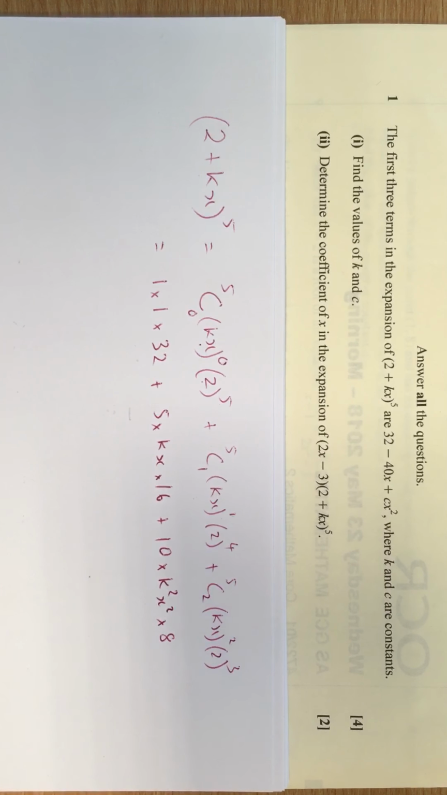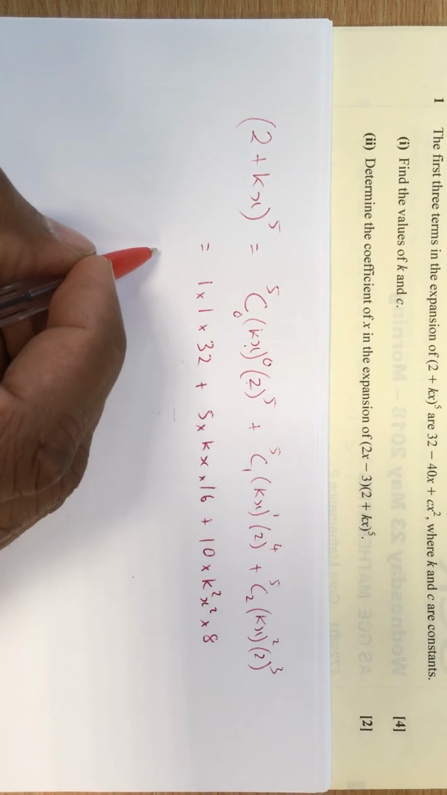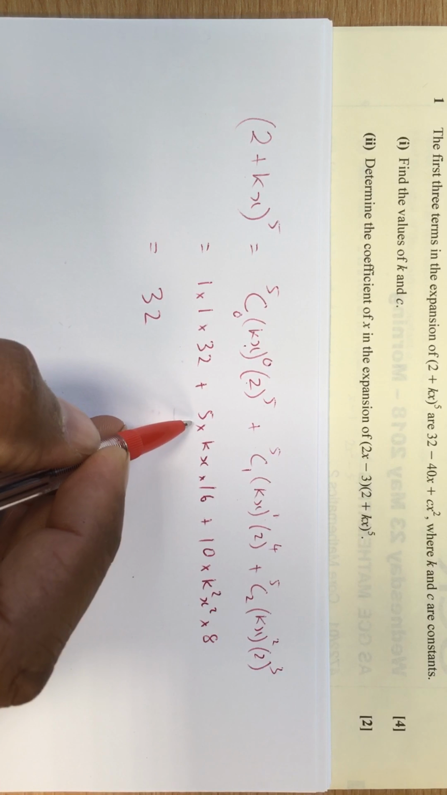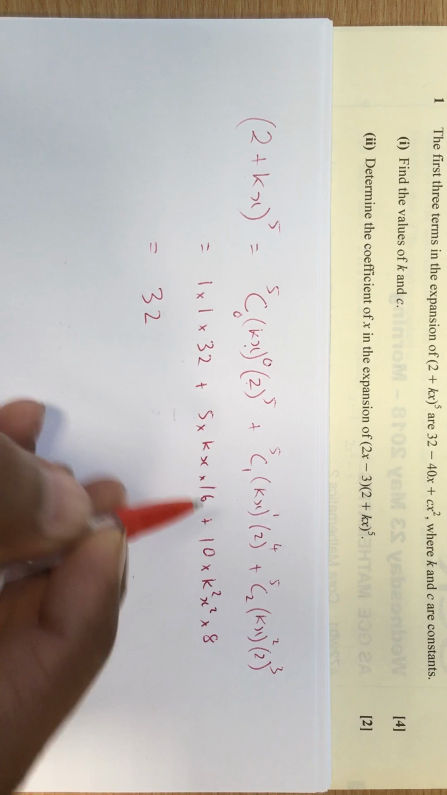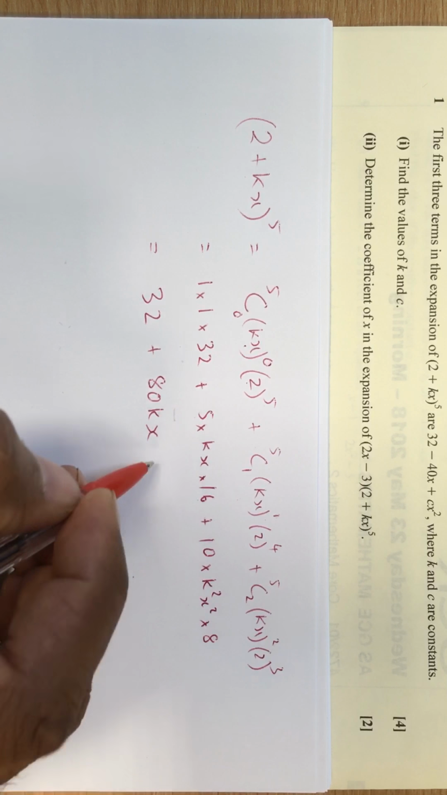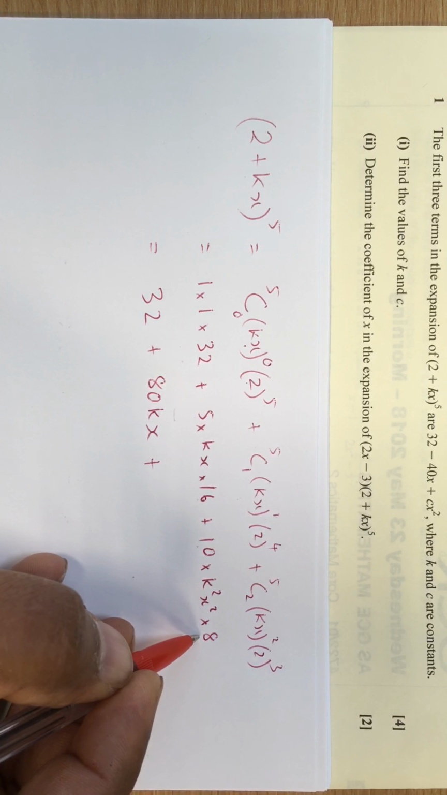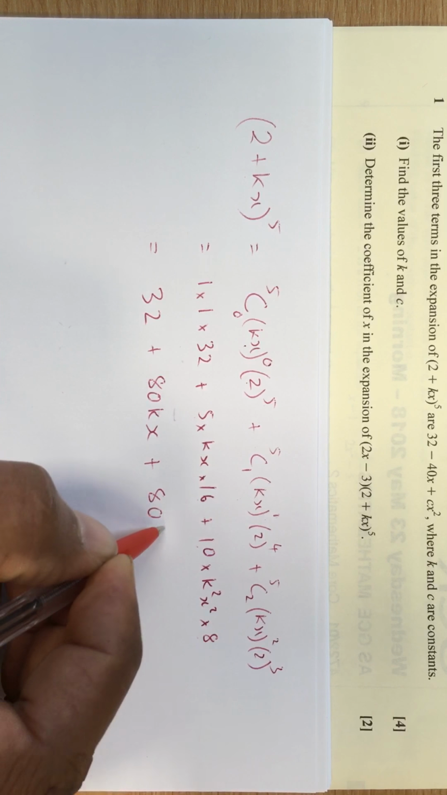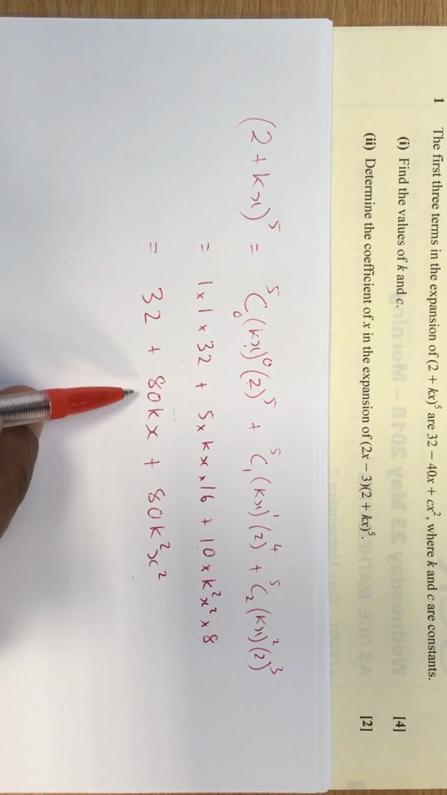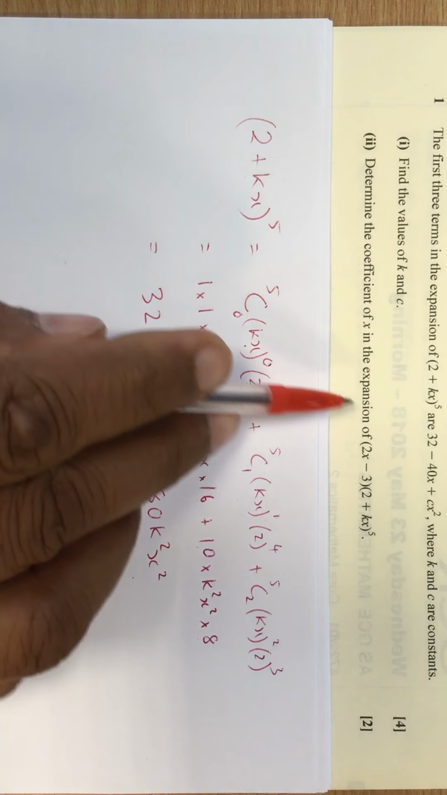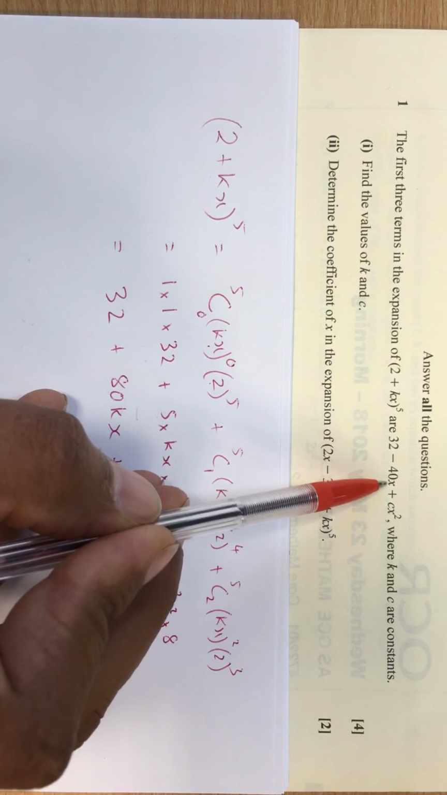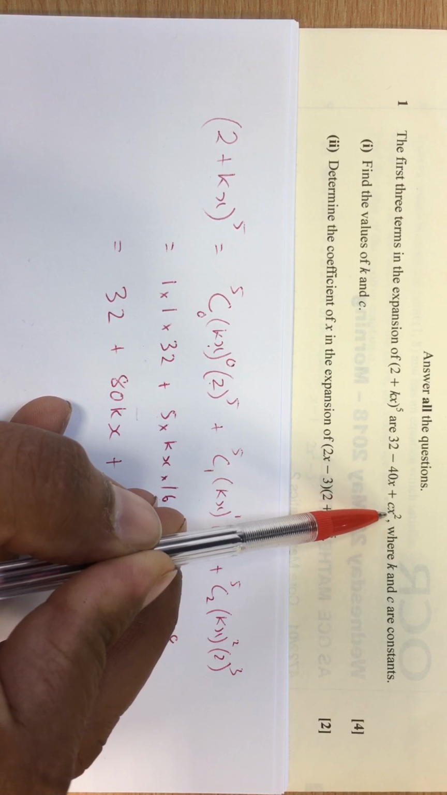Okay, so let's just put these together. 1 times 1 is 1, times 32 is just 32. 5 times 16 is 80, so that's going to be 80kx. And now 10 times 8 is 80, so that's going to be 80k^2 x^2. Now it does say in the question that this is going to be the same as 32 - 40x + cx^2.